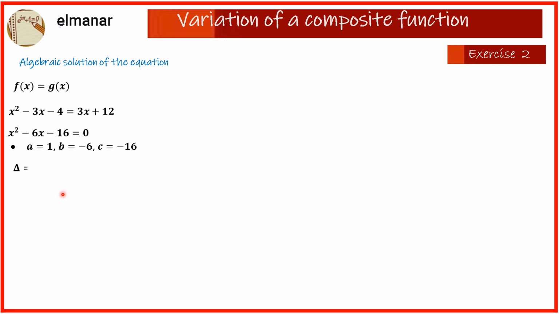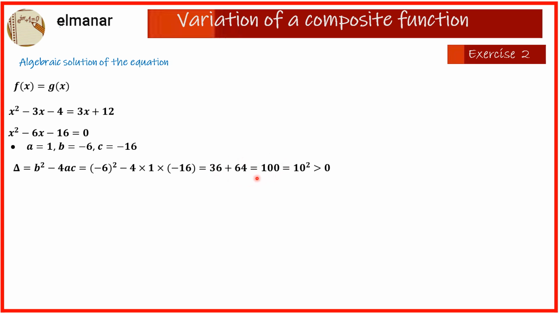To solve this, we need to calculate the discriminant, denoted delta, which is defined by delta equals b² − 4ac. By substituting the values of a, b, and c, we obtain delta equals (−6)² − 4 × 1 × (−16). This simplifies to 36 plus 64, which equals 100.